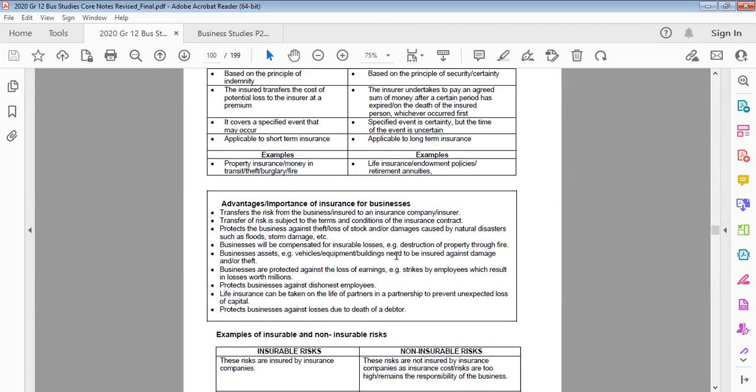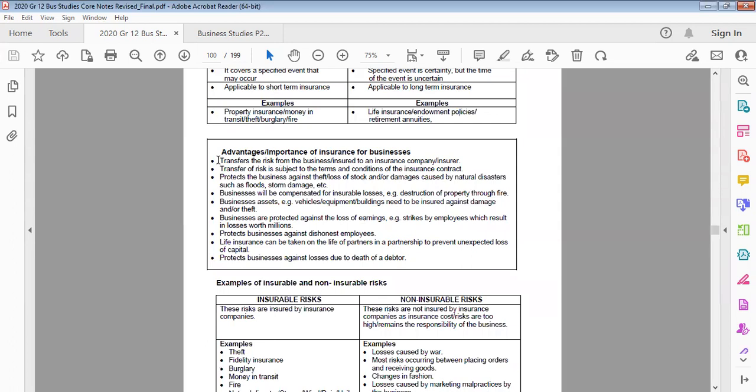Okay. The advantages of insurance, they love asking this question. It's basically the reasons why we take out insurance. Okay, it is to transfer risk from the business to the insurance company. It is subject to the terms and conditions of the insurance contract. So it's not just, okay, you must pay everything. There's a contract that states how much you must pay. So that's also an advantage because there's more certainty on that.